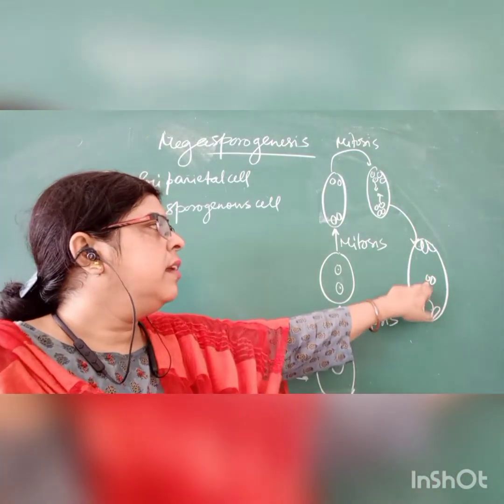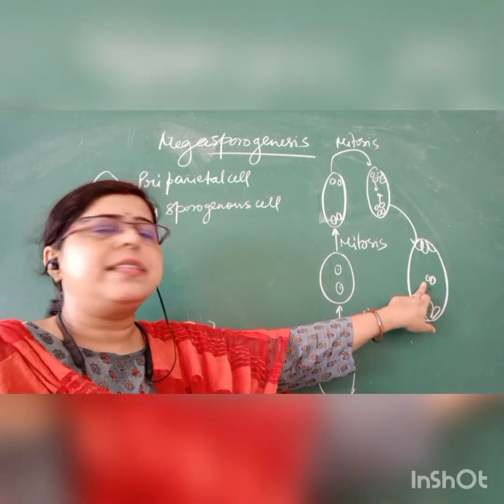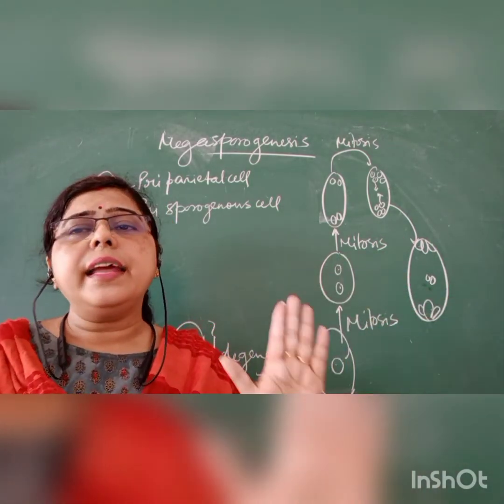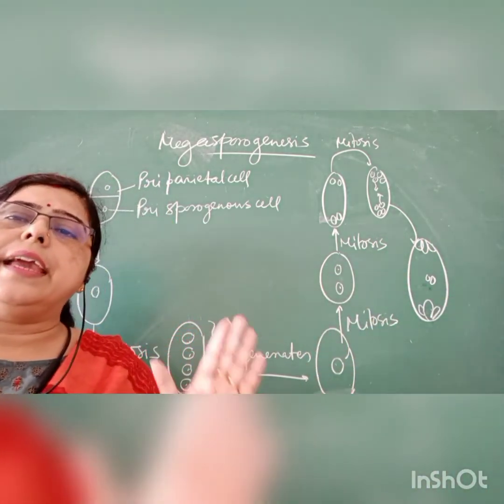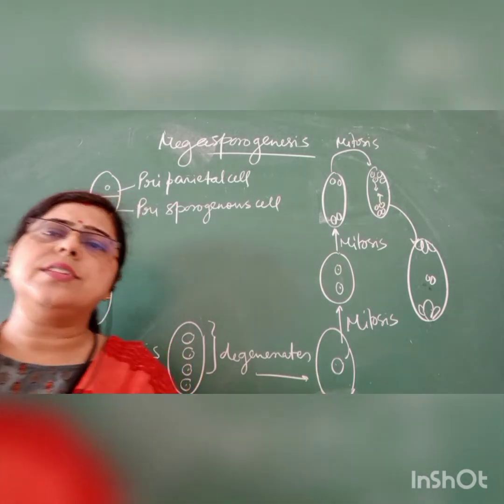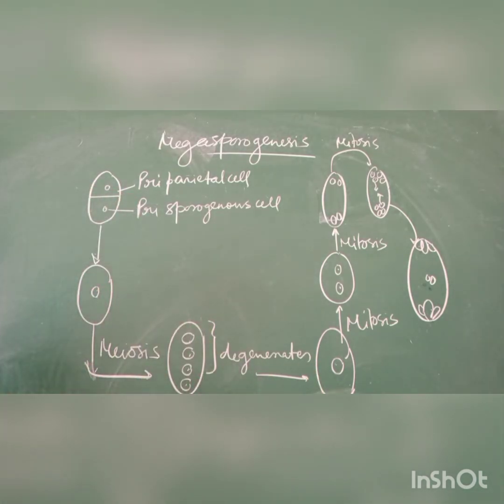So 1 cell, 3, 3, 6 and 1, that is 7 cells, but the nuclei are 8. So this condition is called the 8 nuclei 7 cell stage. This condition is called polygonum development.